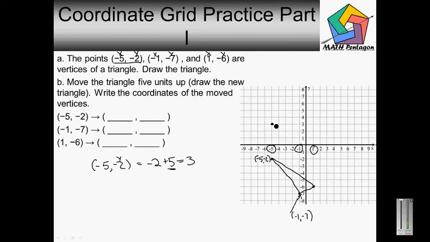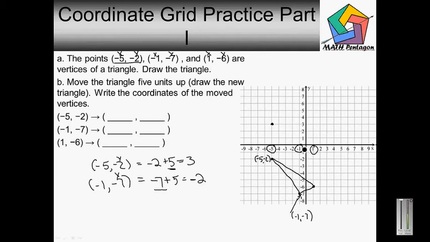So now our next one is (-1, -7). The y is the -7, and we're moving up 5. The 7 is the largest number, so our answer is going to be negative. So we find the difference between 7 and 5, which is 2. So we should end up at -2.